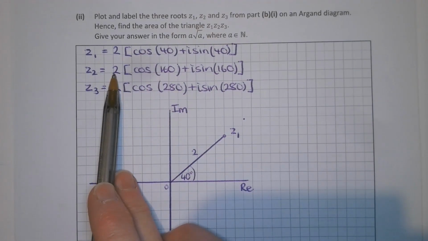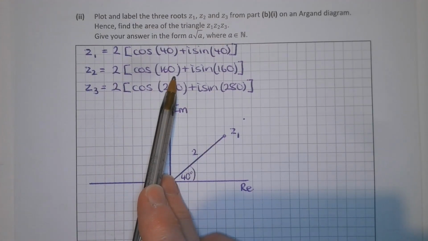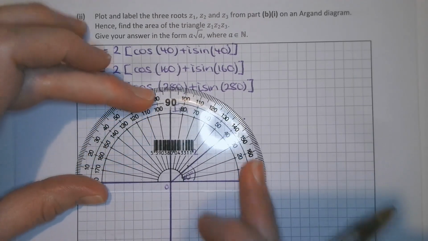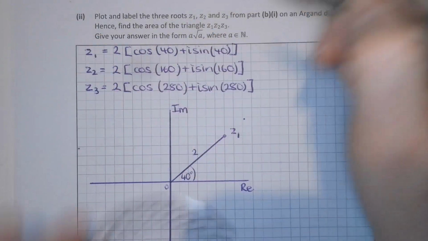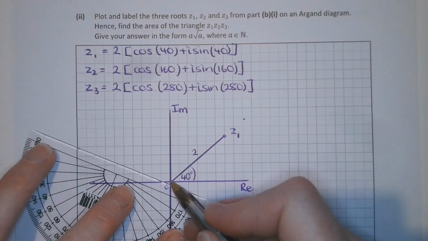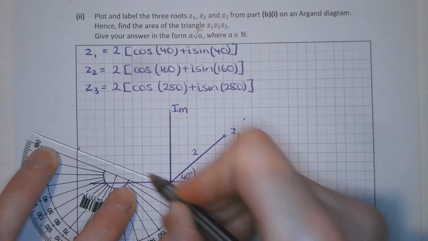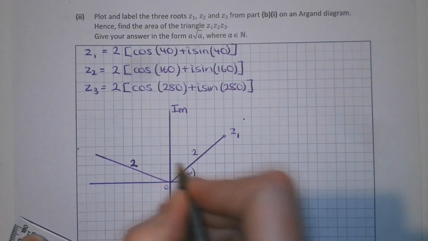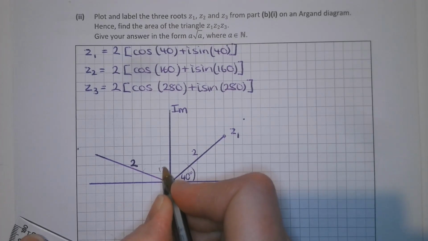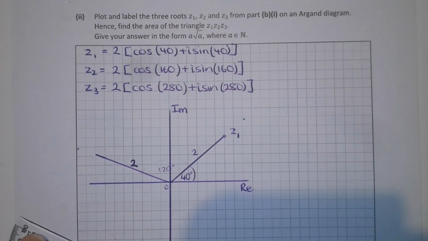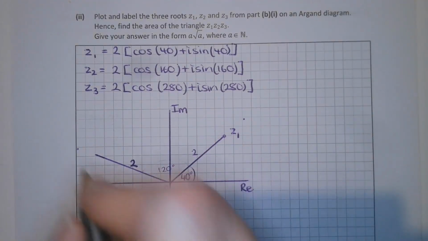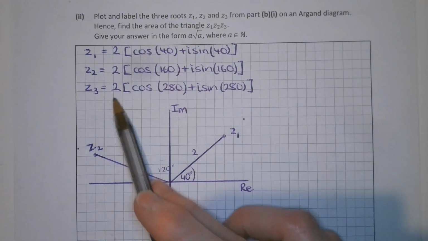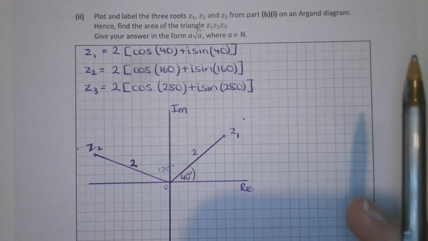So z2 then, again, has the same modulus. This time we're looking at an argument of an angle of 160. So again, we're going to use a protractor just so we get a little bit of accuracy. 160 is over there. And again, we have to have the same modulus, so as best as we can, the same modulus of 2. And again, that's 160. So in here would be 120 if I wanted to mark it. And then z3, sorry, let me just label that z2. z3, again, modulus of 2. This time we're looking at an angle of 280.